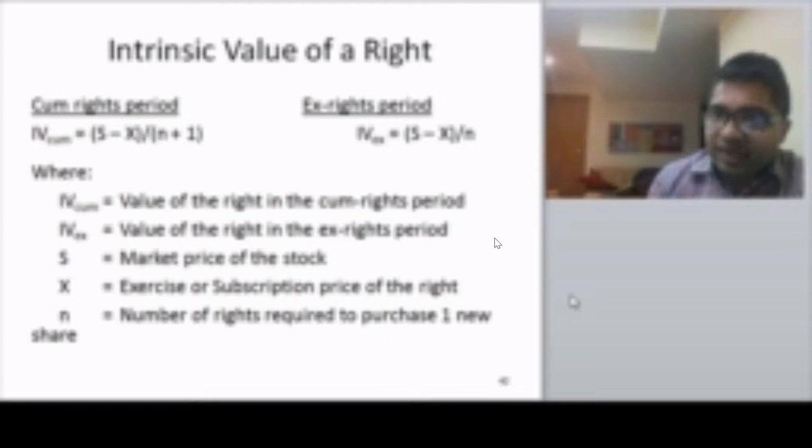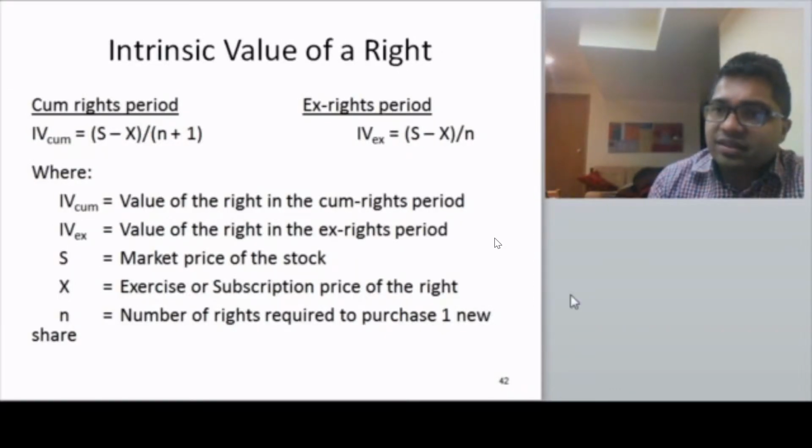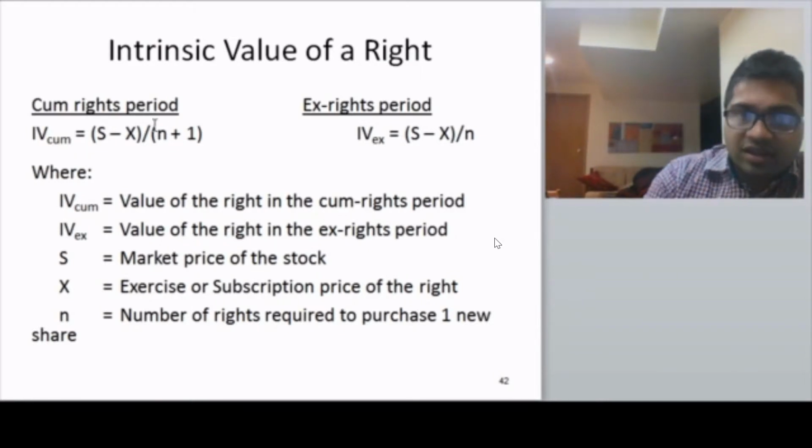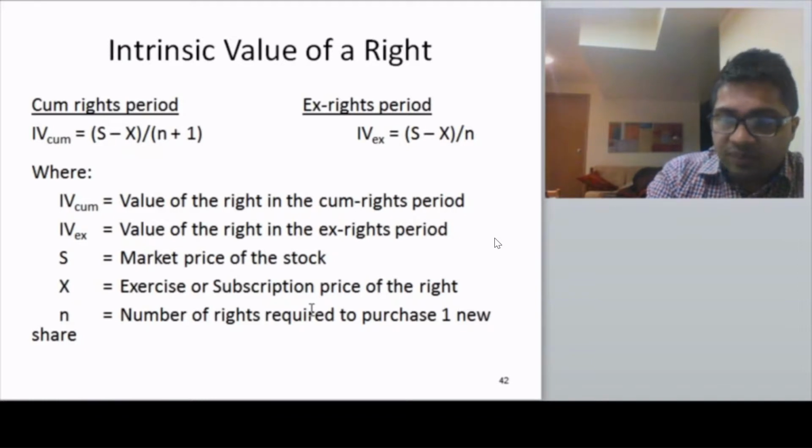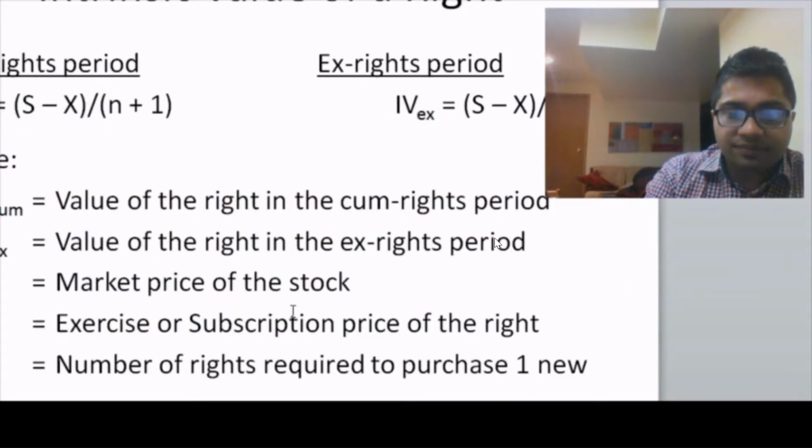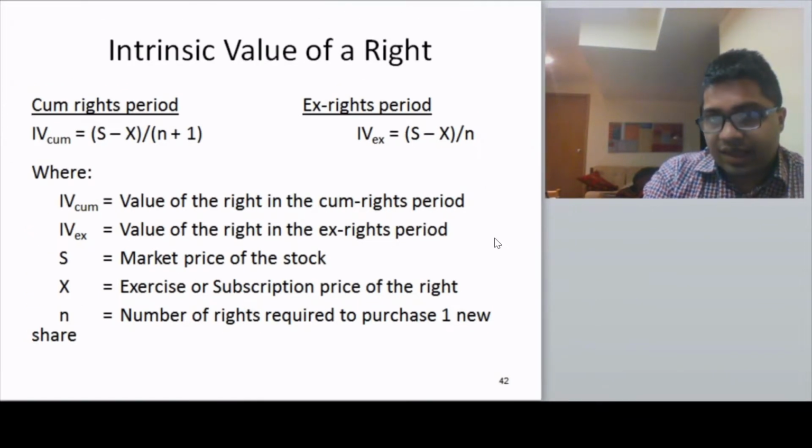Cum-right period means stocks are trading with rights, and ex-right period means the stocks are trading without rights. So the value of a right in the cum-right period is (S minus X) divided by (N plus 1). That is the value of a right in the cum-right period. So it is the stock price minus the exercise price, how much above it is, and you divide it by N plus 1, where N is the number of rights required to purchase one new share. In the ex-right period, you divide it by N.